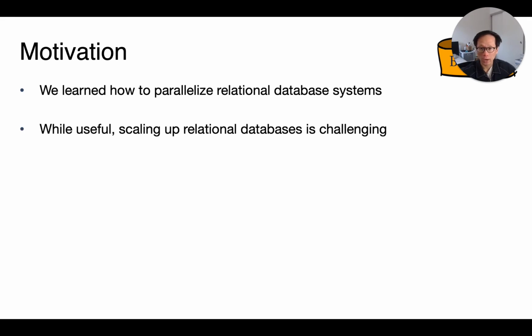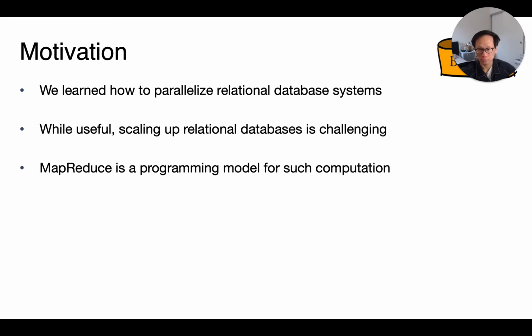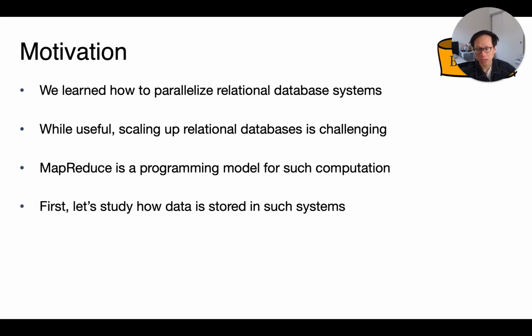And as we learned earlier, scaling up relational databases in general is hard due to consistency concerns. So while the various NoSQL data models, such as document stores and key value stores, were developed, MapReduce was also proposed around the same time as a way to interact with such data models in a parallel fashion. Before we talk about how MapReduce works, however, let's first discuss how data is stored in the MapReduce system.